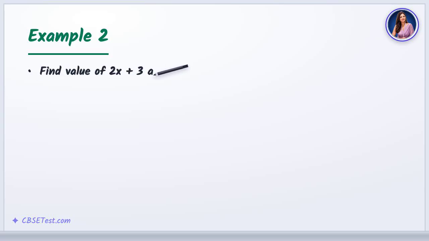To find the value of 2x plus 3 when x is 4, substitute: 2 times 4 plus 3 is 8 plus 3, which is 11.